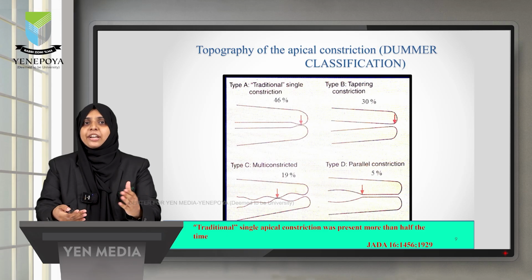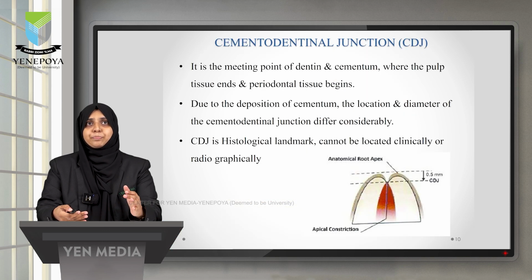It is basically classified into type A, B, C and D. So type A is traditional or the single constriction. It is widely seen in most of the patients, and type B is tapering constriction, type C is multi-constricted and type D is a parallel constriction.